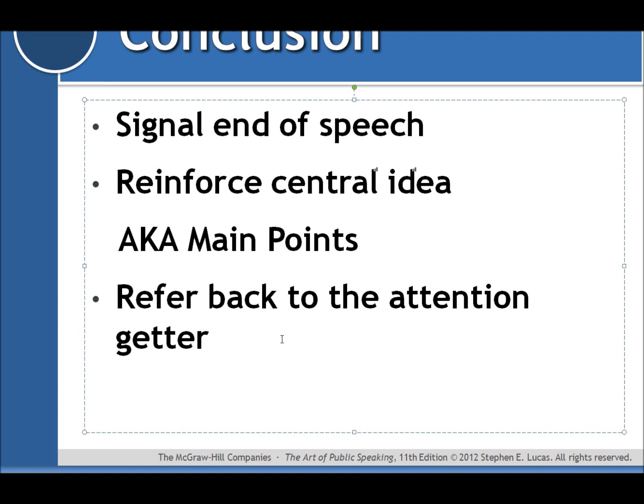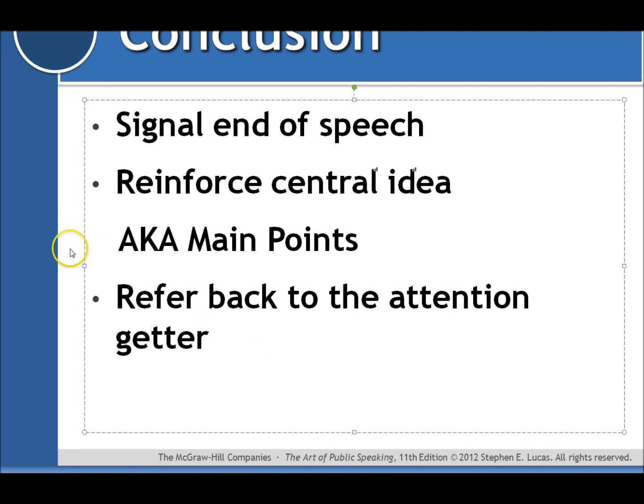So those are the steps that you use for your intro and conclusion. Your conclusion's worth 10 points. Your intro's worth 20 points. That's 30 points on your speech that of course can really help or hurt your score.